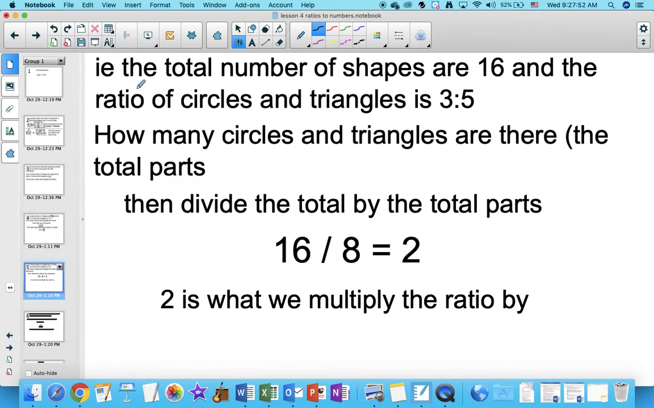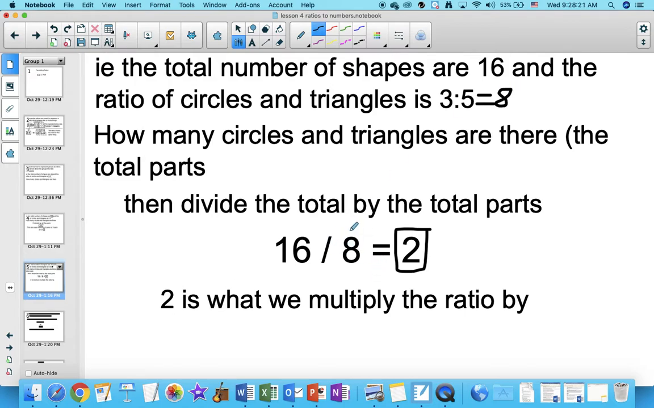So once we have our ratio added up, see 3 plus 5 equals 8, and we have the total, we take the total, divide it by the 8, because again, 8 is the number of parts. This number will tell us how many shapes each part makes up, right? So we have a total of 8 parts because we have 3 parts circles, 5 parts triangles, so we have a total of 8 parts.